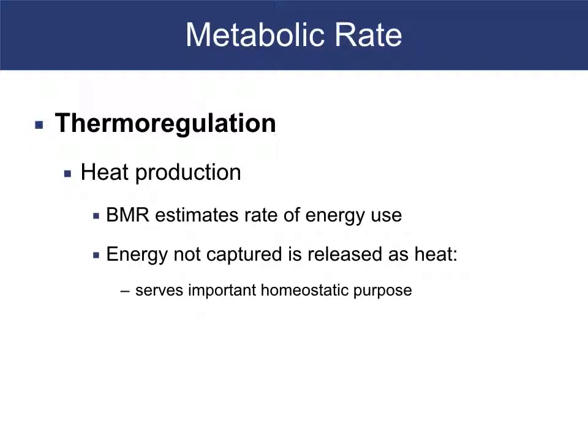Thermoregulation, heat production. BMR estimates the rate of energy use because most energy that you burn is released as heat. If you don't use it, you release it as heat, and heat is very important for homeostasis. You want to be making plenty of heat, but you also don't want to exceed what you can get rid of, either by breathing the heat out, the same as when I breathe on this glass over here and fog it up, I'm also heating it up, so I'm getting rid of heat. Every time we exhale, the air we're breathing out is much warmer than the air we breathed in, right?